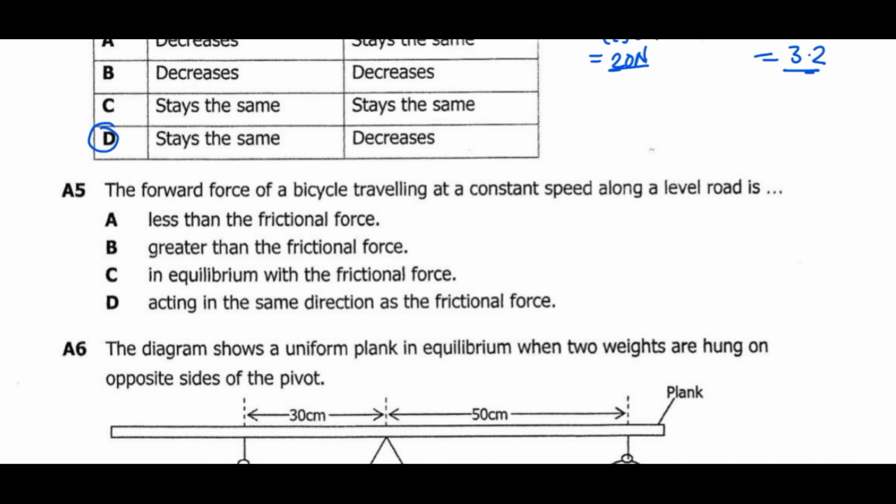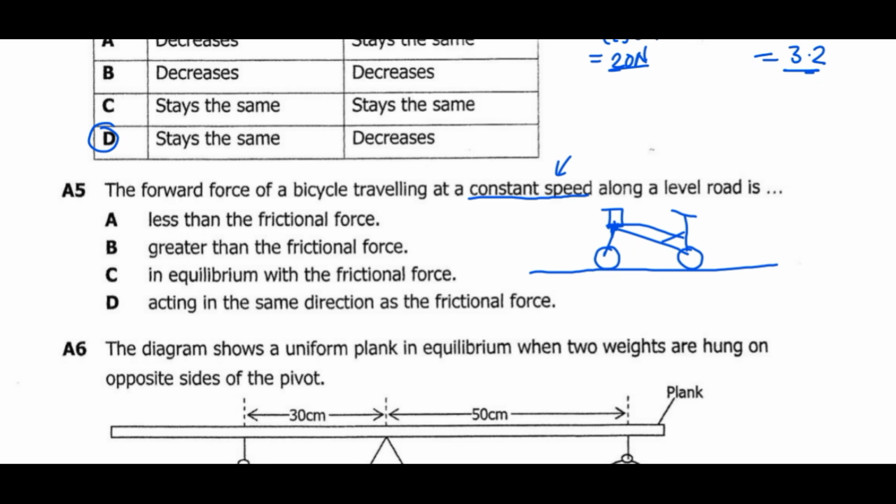The forward force of a bicycle traveling at a constant speed along a level road is... So the point here that you're supposed to look at is the constant speed. If maybe for instance we are to have a picture of a bicycle here, so don't mind my drawing here. The key point is we have the constant speed.